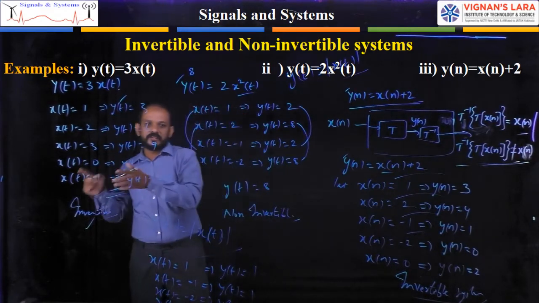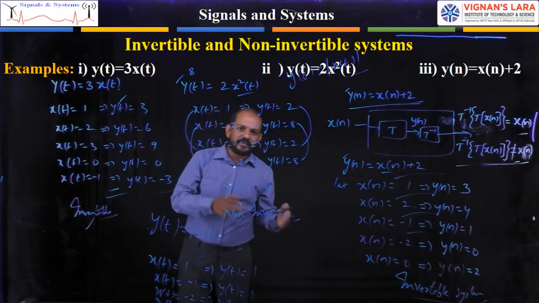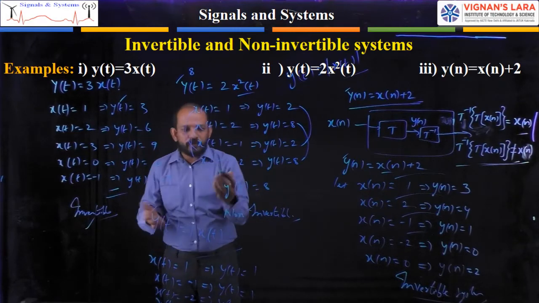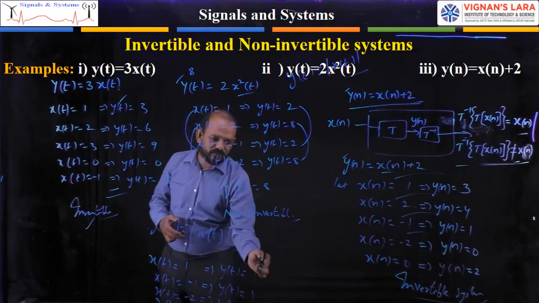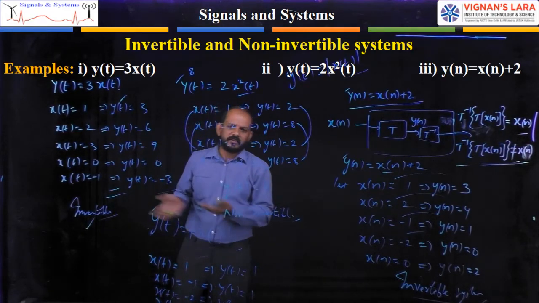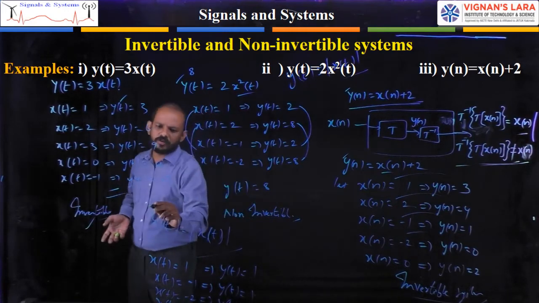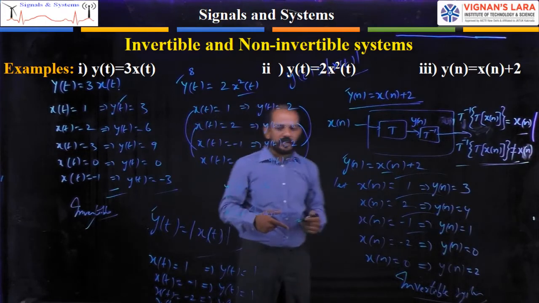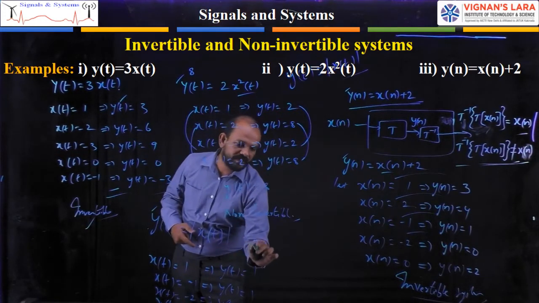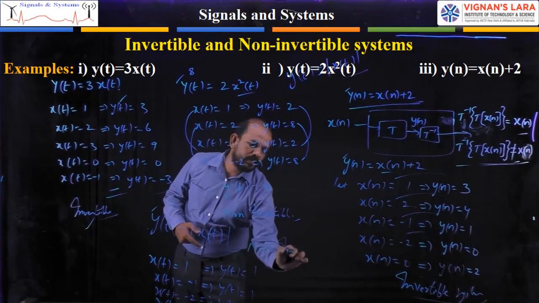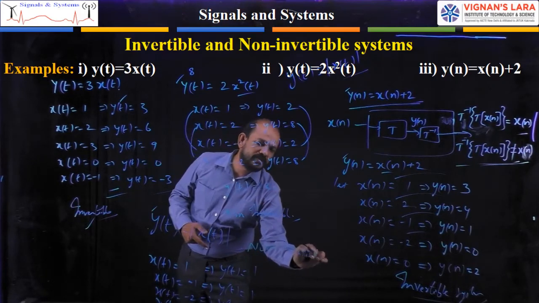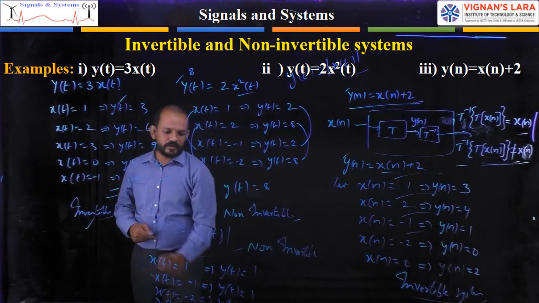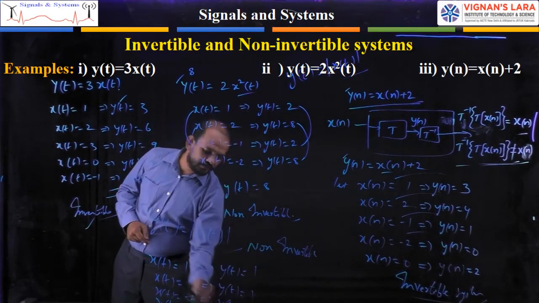That is, the input does not appear at the output exactly. That is, if the output is known, I can't find out the exact input because the output is 1. I don't know the exact input. It is plus 1 or minus 1. That is, there is no unique relationship between input and output. Hence, this system is an example of a non-invertible system.